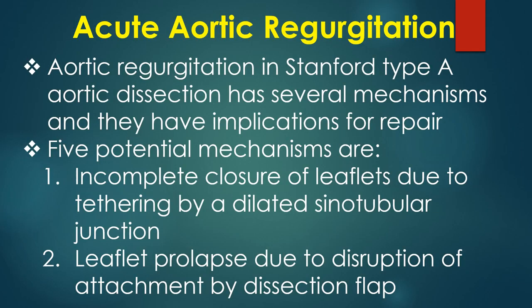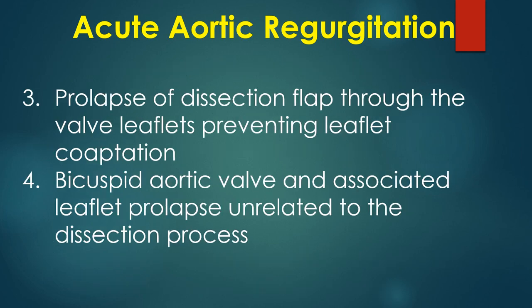Aortic regurgitation in Stanford type A aortic dissection has several mechanisms and they have implications for repair. Five potential mechanisms are: 1. Incomplete closure of leaflets due to tethering by a dilated sinotubular junction. 2. Leaflet prolapse due to disruption of attachment by the dissection flap. 3. Prolapse of the dissection flap through the valve leaflets, preventing leaflet coaptation.